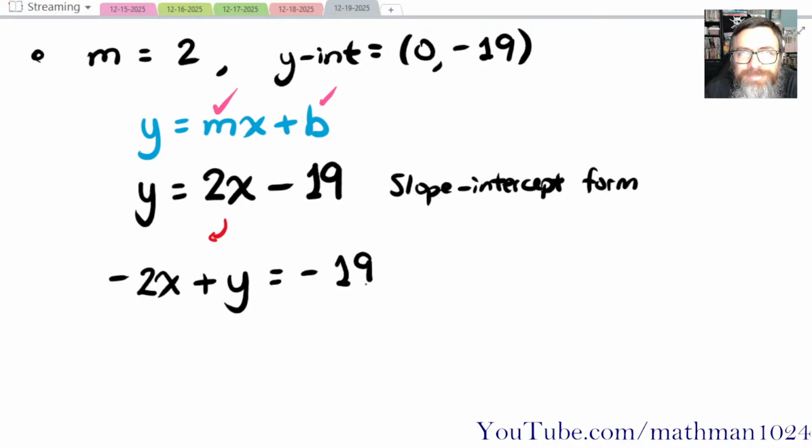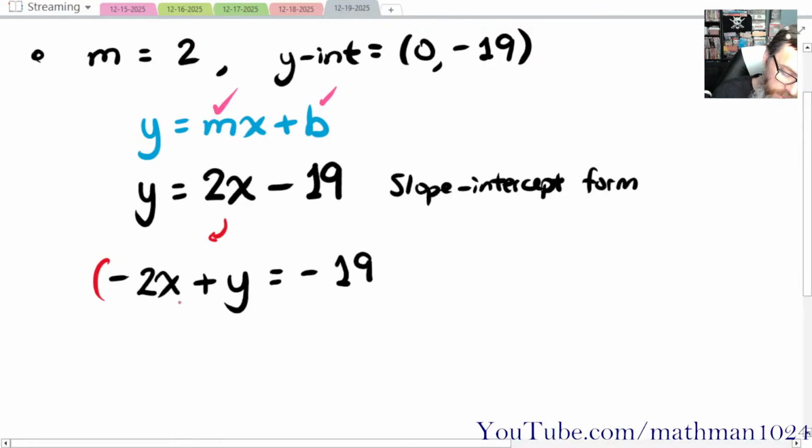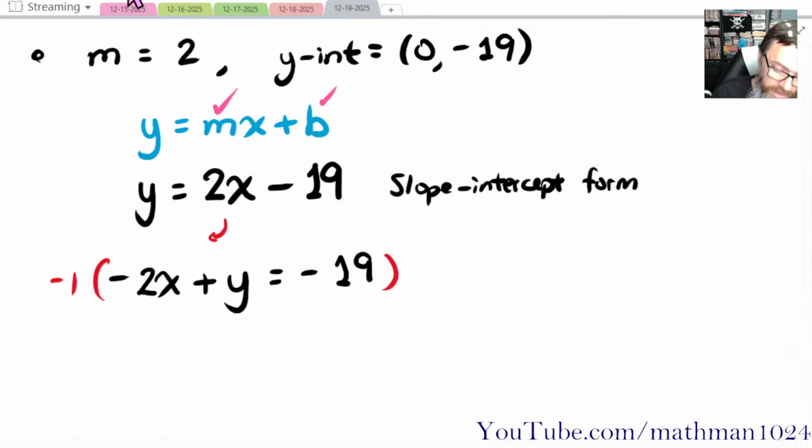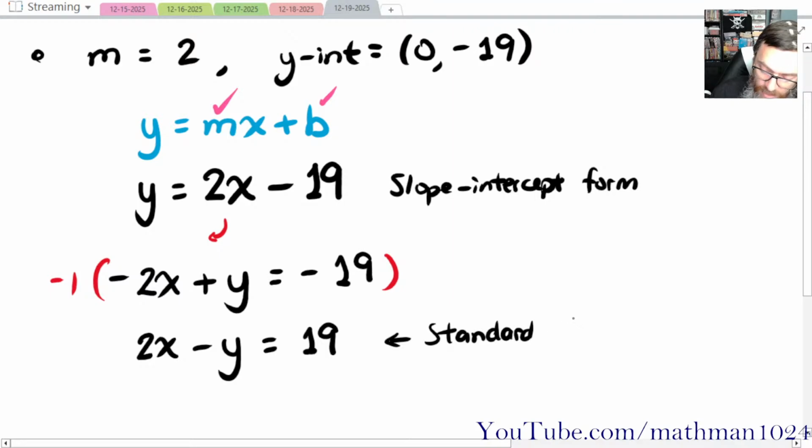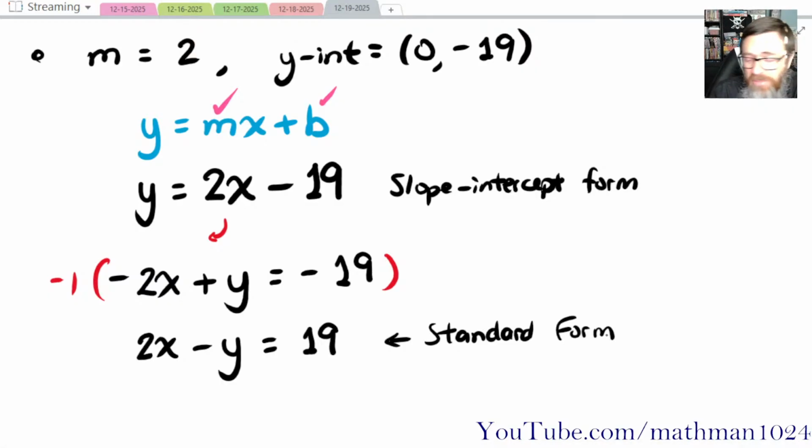All right, so this is mostly standard form. Sometimes there are added restrictions to what they want for standard form. They typically don't want to see fractions, and they don't usually have a leading negative coefficient. So the way that we can fix that is that we can multiply everything here times a negative 1, which now gives us a positive 2x minus y equals positive 19. So this will be our answer in standard form. And that's pretty much all there is to that. So if you've got the slope and the y-intercept, you're pretty much done.